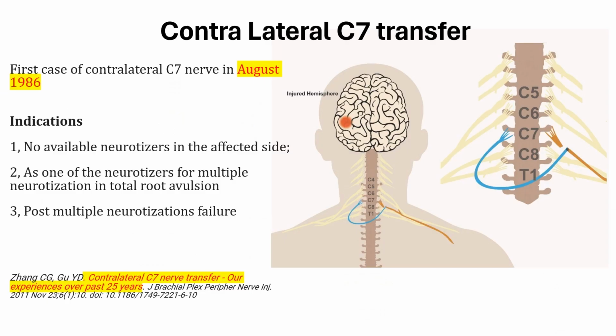Contralateral C7 transfers for the reanimation of the upper limb has been well established since 1986 for brachial plexus injuries. Recently, it has also been used for spasticity and has documented that the donor defects are compatible with function and has significant improvement in functions in the upper limb.